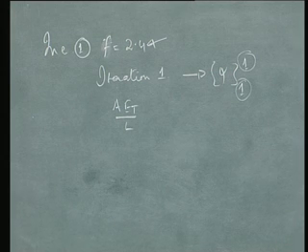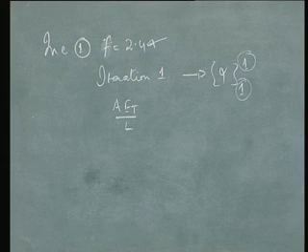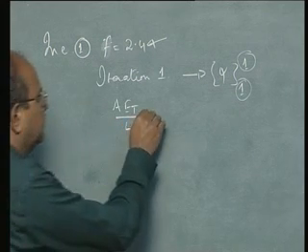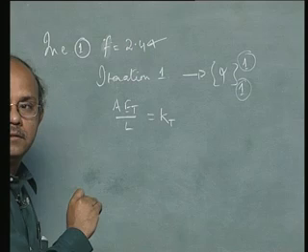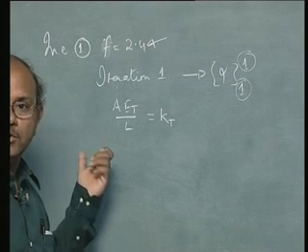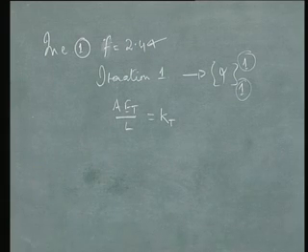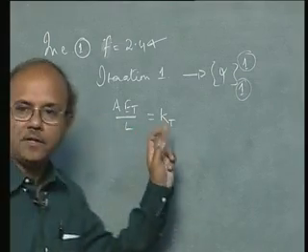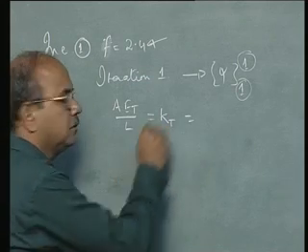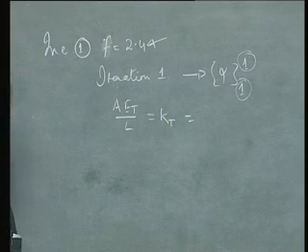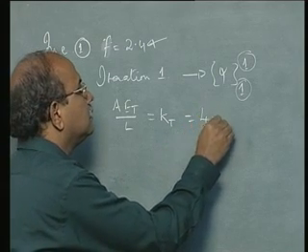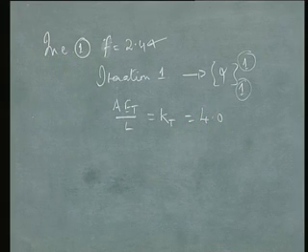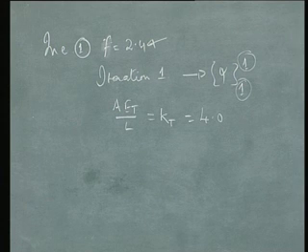So AET by L is what I have to calculate. That would give me KT. So what's that value? AET by L into K22 is equal to 1, so this will straight away give me one value of KT, and that is equal to 4.0. Is that clear? So that's the first step.